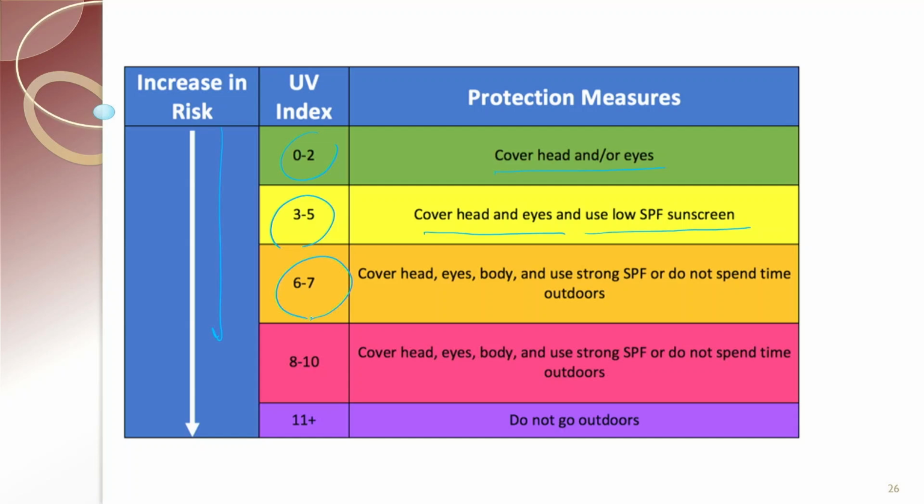For 6 to 7, cover head, eyes, body, and we should use a little bit higher UPF clothing. For 8 to 10, there are guidelines too, and for 11 plus, do not go out in the normal case. But if you have to go out, you have to protect yourself with proper clothing with a very high UPF value.